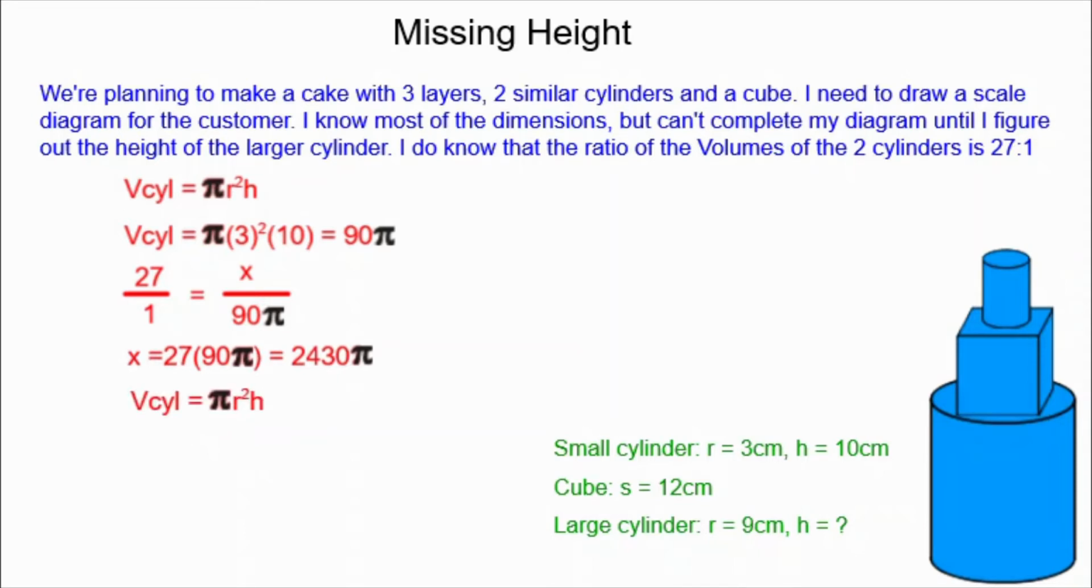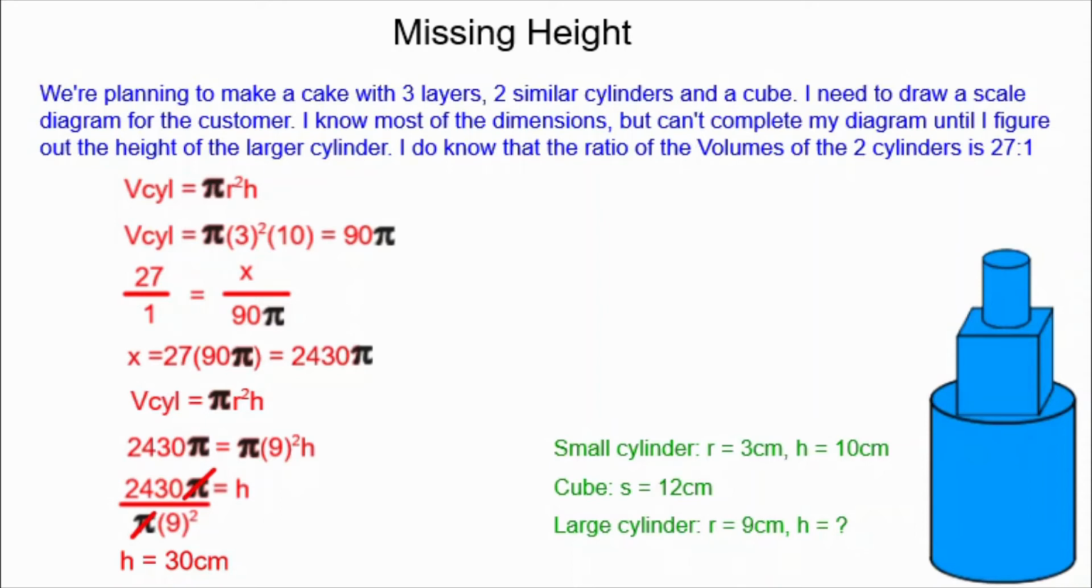Well, I can plug that into that same volume of a cylinder formula and plug in the 9 centimeter radius. Now I'm solving for the height. I end up with the height is equal to 2430 pi over 9 squared times pi. And then I can cancel the pi's. This is why I avoided putting in a decimal version of pi earlier in the problem. Some of these problems allow you to cancel pi so that you can keep more exactness in your answer without having to put in decimals and round off. My height of the larger cylinder ends up being 30 centimeters.